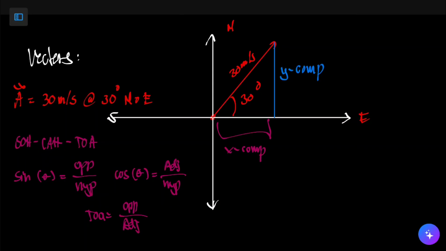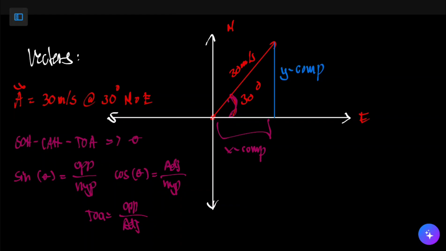Now, in order for us to get the x and y components, we need to take a look at the angle between the vector and the x-axis. So this is the x-axis and this is your angle. What is the angle between them? It's 30 degrees. And one thing that we should know is that your SOHCAHTOA is based on the angle of your vector.